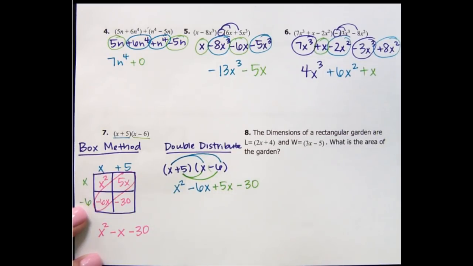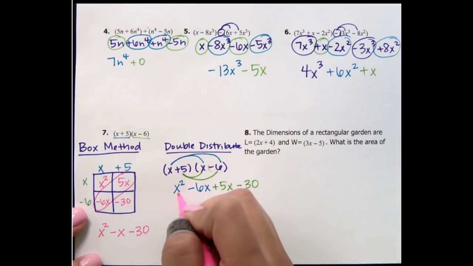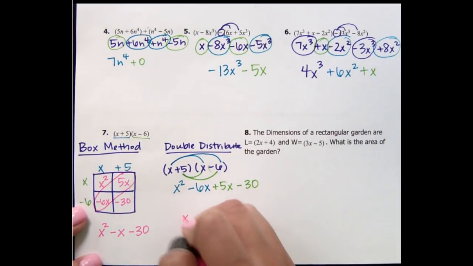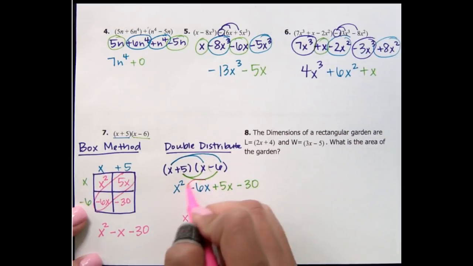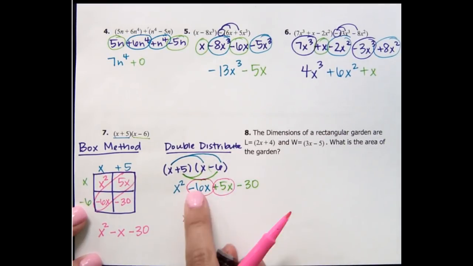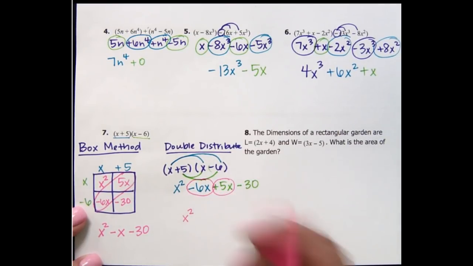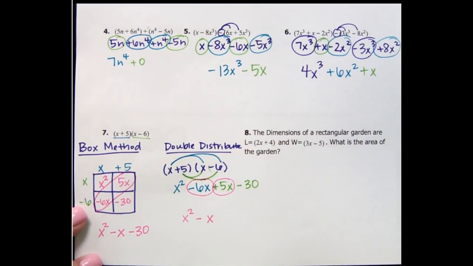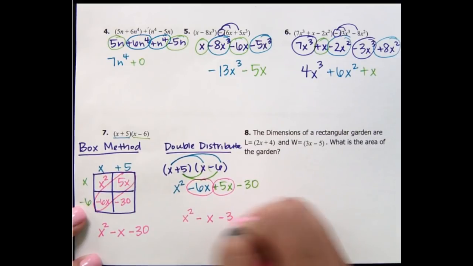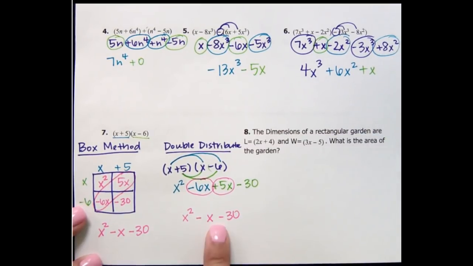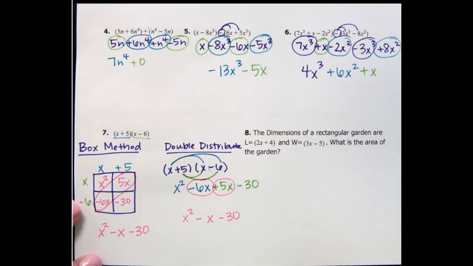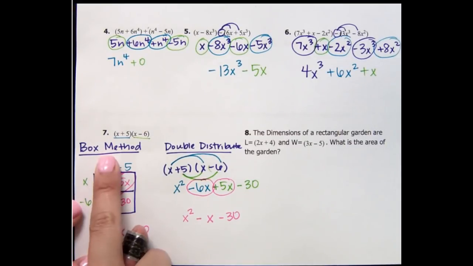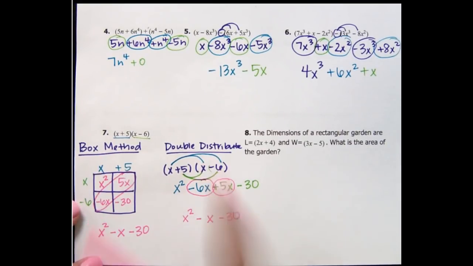So now these look just like the first few that we worked out. We just have to combine like terms. Well, there's nothing to combine x squared with. My two like terms here are negative 6x plus 5x. That's going to leave me with negative x, then minus 30. So we get the same answer. You get to choose what you like better. So you can either do the box method or you can double distribute.